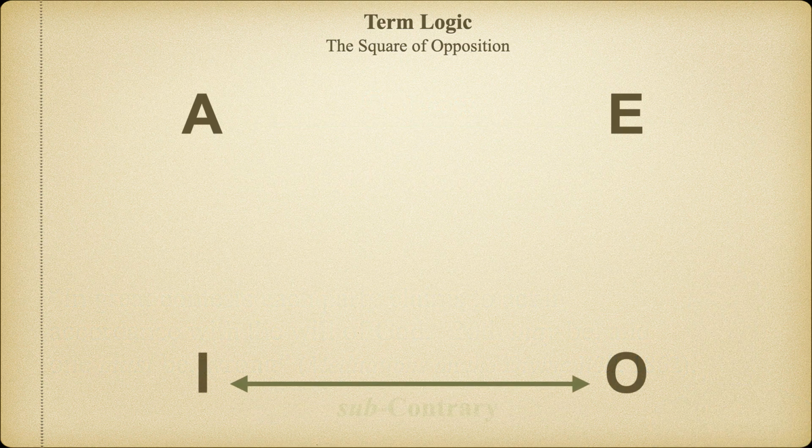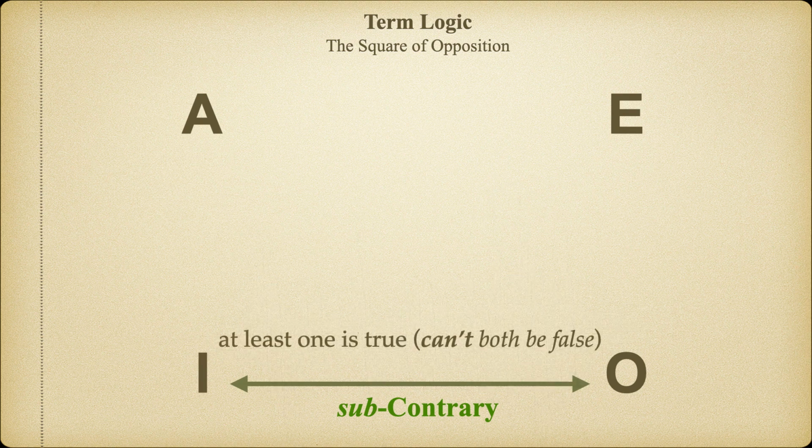The logical relationship between the two particular propositions is the mirror opposite of the relationship between the universals. We call it the sub-contrary relationship. If it's not the case that some dogs have tails, then it must be the case that some do not. This relationship requires that at least one of the two claims be true, although it does allow them to both be true. However, they cannot both be false. That will be logically impossible.